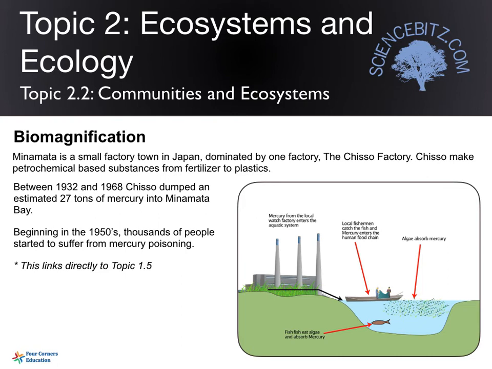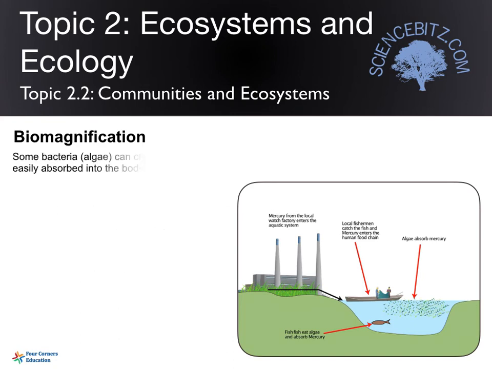The mercury was absorbed by algae. The algae was then eaten by shrimp. The shrimp were eaten by fish, and the fish were then fished out by the local fishermen and were actually absorbed in the human food chain. So there's a little diagram to show what's happening, but because the diagram was quite crowded, I've left out the shrimp, but the fish are eating the shrimp.